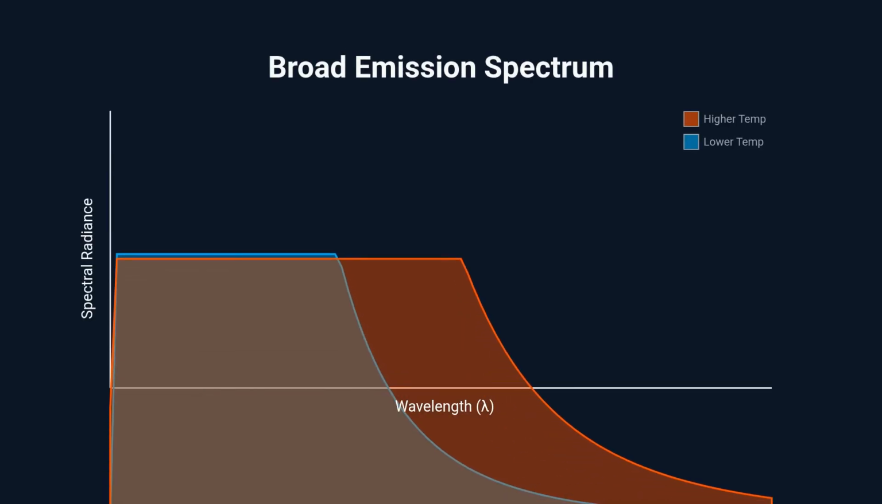A critical insight: remember that Wiens' law gives the peak wavelength, not the only wavelength. Blackbodies emit across a broad spectrum, so design your systems accordingly.